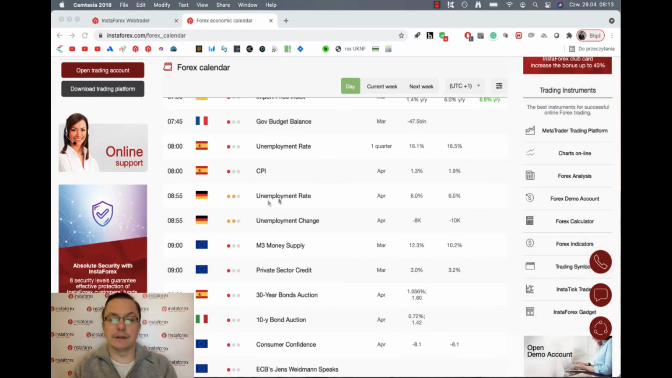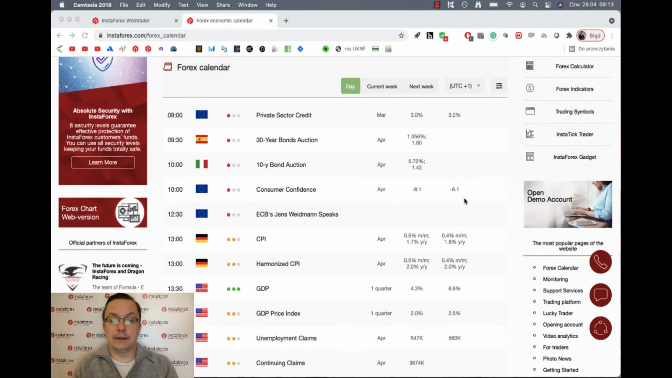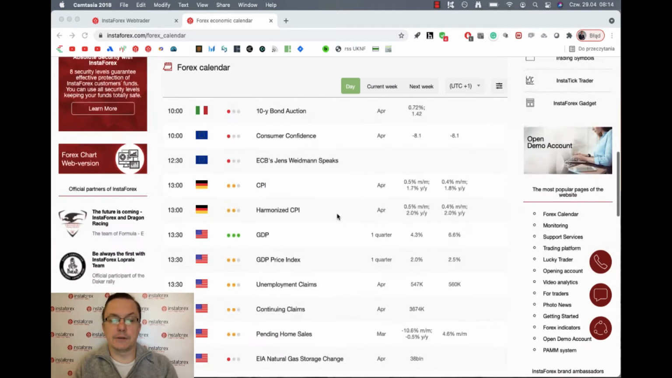We are waiting for the data from the German labor market. Unemployment rate and unemployment change are about to be released. Unemployment rate in Germany should stay in line with the expectations of 6%. And the other kind of important data from the Eurozone are money supply, private sector credit, and of course consumer confidence from the whole Eurozone.